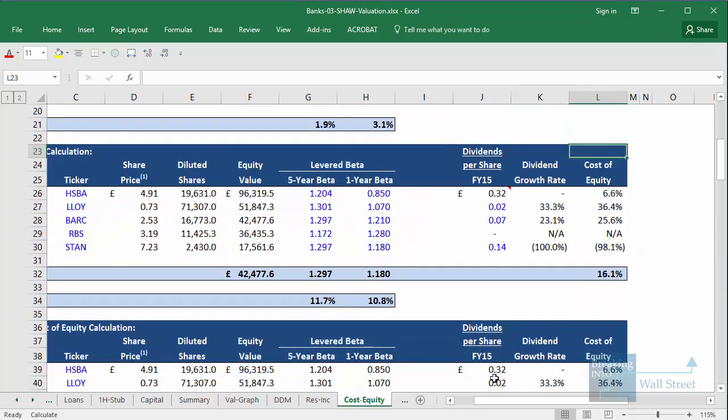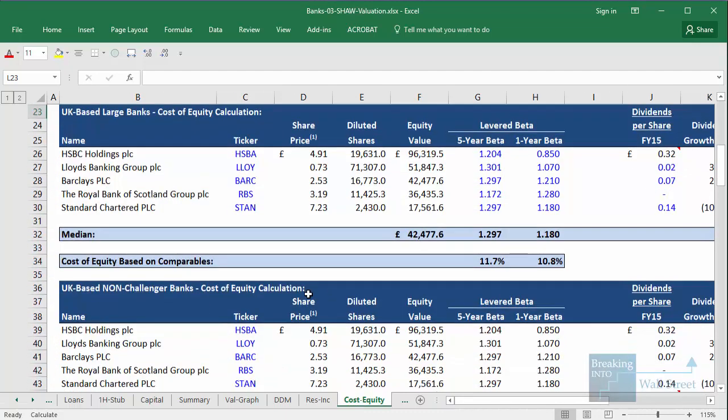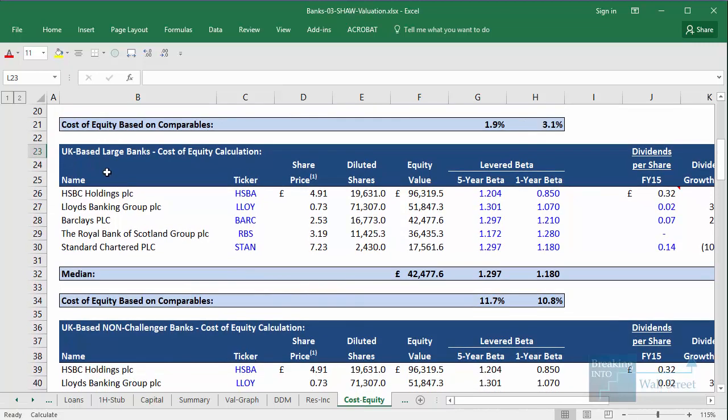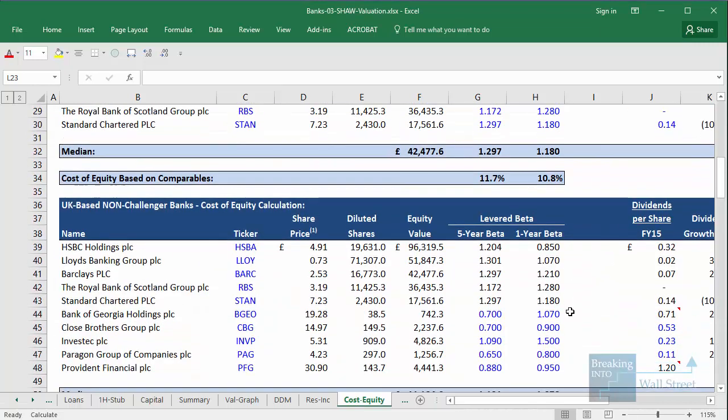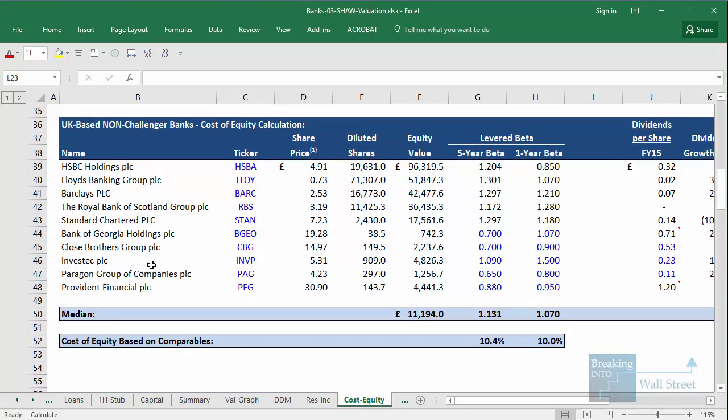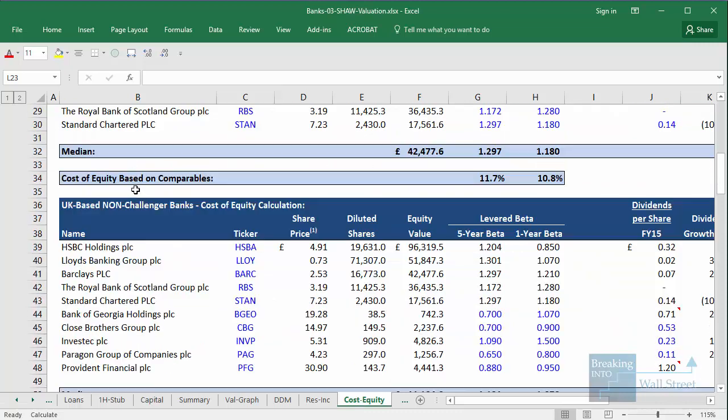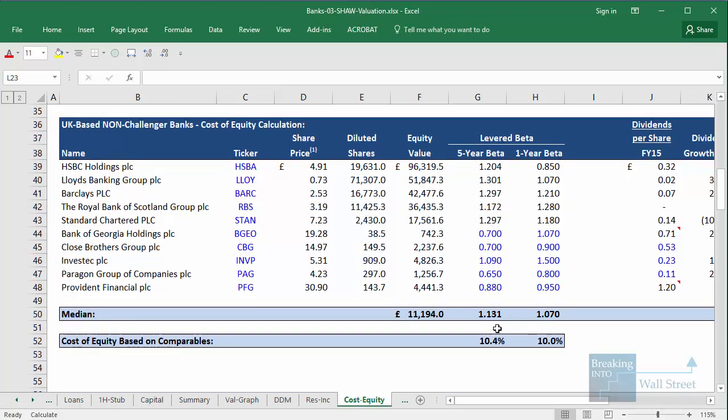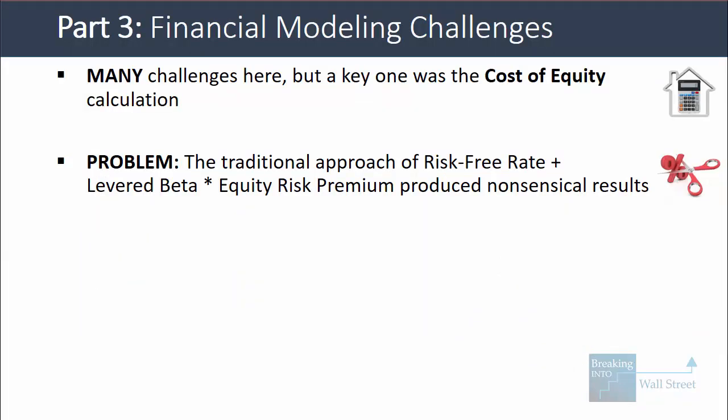So our solution instead was to expand the set of comps and look at larger banks that are based in the UK, which explains this set of companies like HSBC and Lloyds and Barclays, for example. We got to cost of equity around 10, 11, 12% like that. And then we also looked at non-challenger banks, which include some of these large banks and also some smaller banks that have been around for more time. And this gives us results of around 10 or 11%. So we have to approach it in a slightly different way for a bank like this.